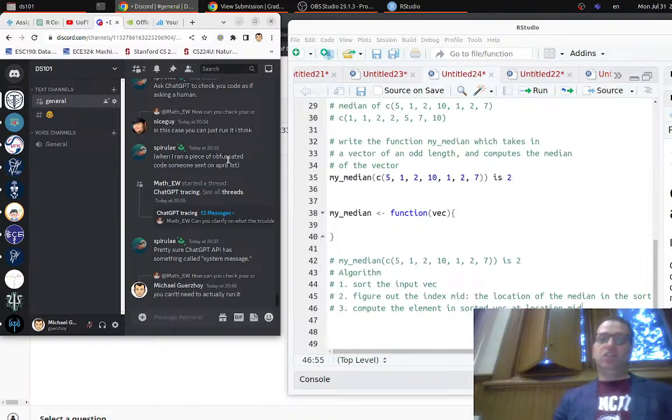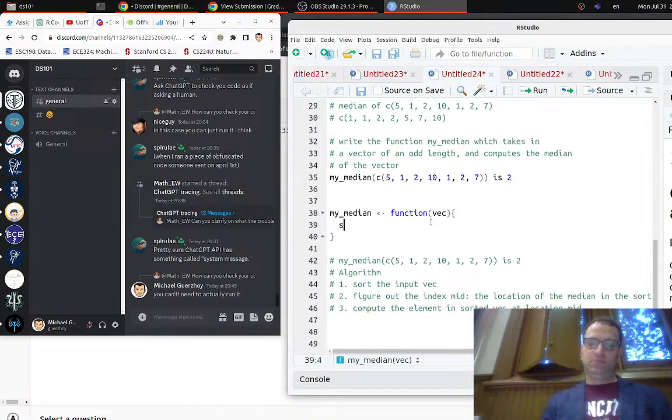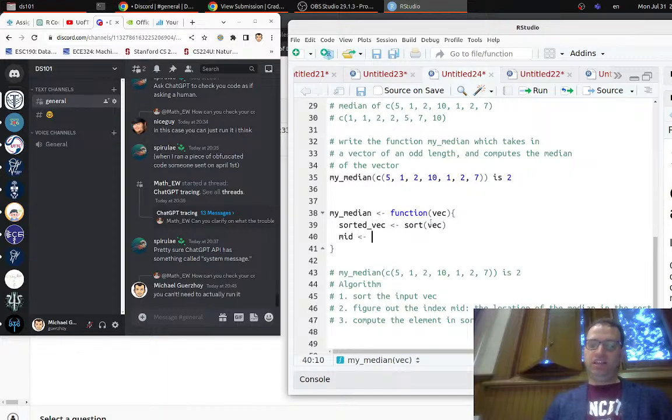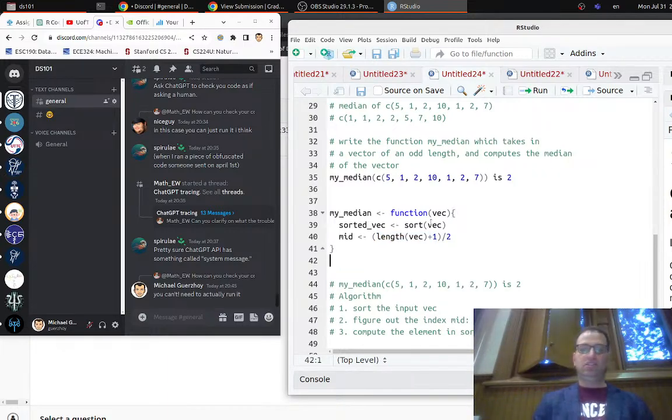All right, so I'll do the long version. So I can say the sorted version is sort of vec, right? If you remember, to sort the thing, you would say sort of vec. And then we'll say the middle is, like we discussed, length of vec plus 1 over 2. This is the kind of thing where you just need to plug in examples and see what works. Basically, if the length is 5, then the middle element is 3, because the middle of 1, 2, 3, 4, 5 is 3. And 3 is 5 plus 1 over 2.